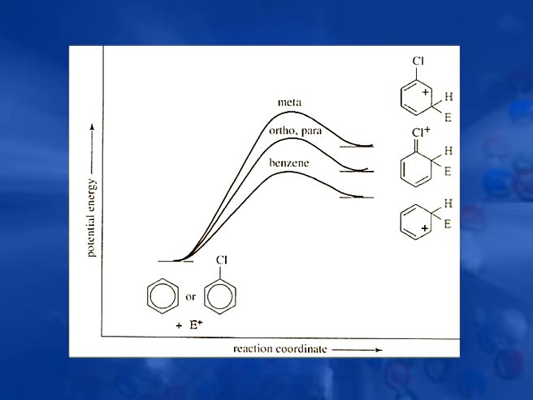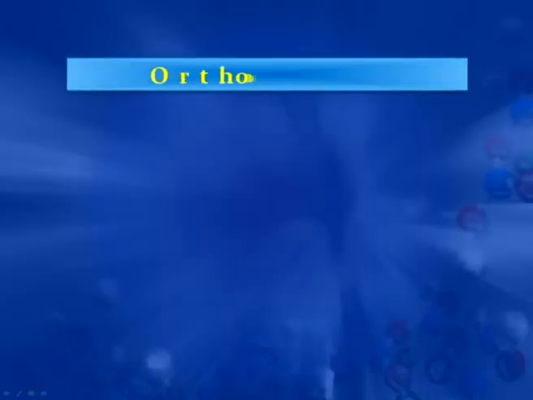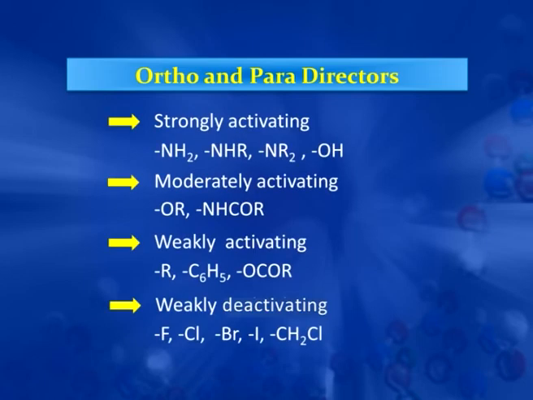So, we can see the energy diagram. This is benzene, which has a low activation energy as compared to chlorobenzene, because chlorine has an electron withdrawing inductive effect. But due to its electron donating mesomeric effect, it stabilizes the ortho and para intermediate arenium ion, making it more stable as compared to attack on the meta position. So, we can say chlorine is a deactivating group, but it is an ortho and para director.